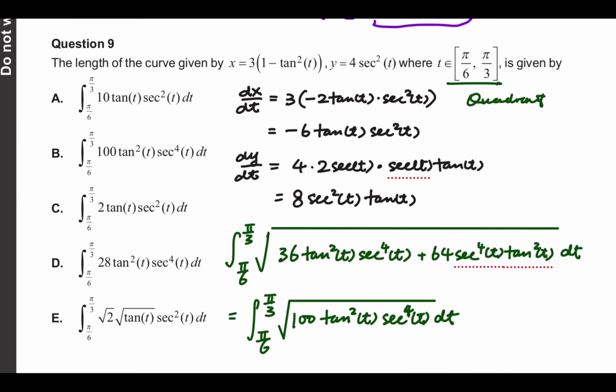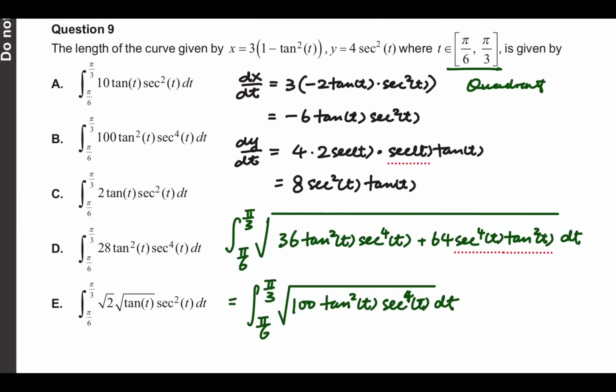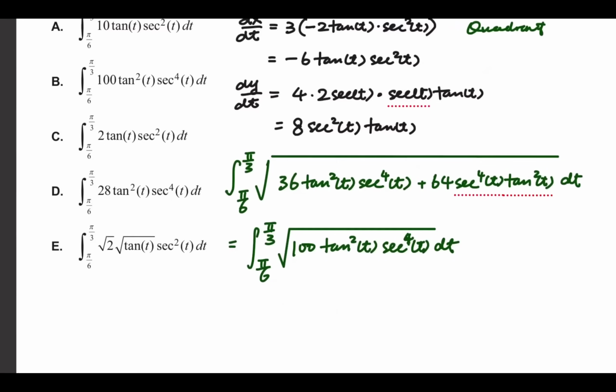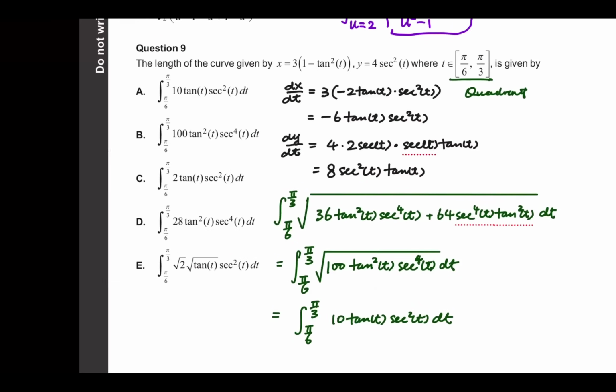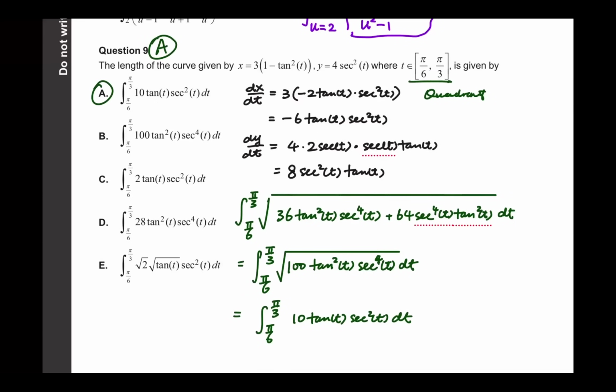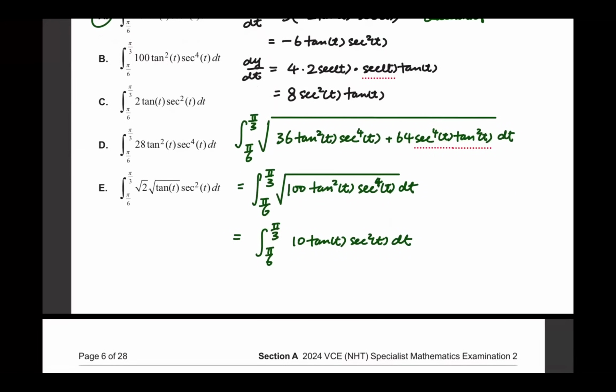After taking the square root of the perfect square term, you don't have to worry about the absolute value because both tangent and secant will be positive anyway. So you actually get the integral from pi over 6 to pi over 3 of 10 tangent t secant squared t dt. So option A is a suitable option. All right. And this is also a very good possible exam 1 question, I suppose, because you can easily integrate 10 tangent t times secant squared t by letting u equal tangent t.